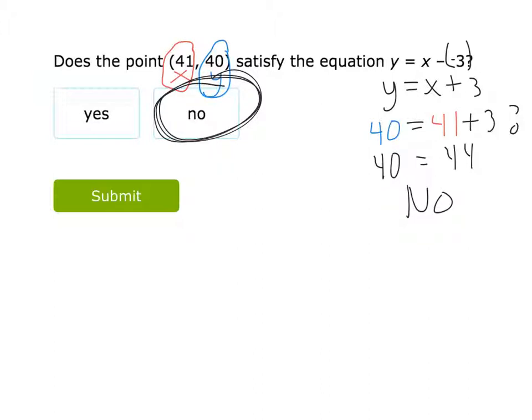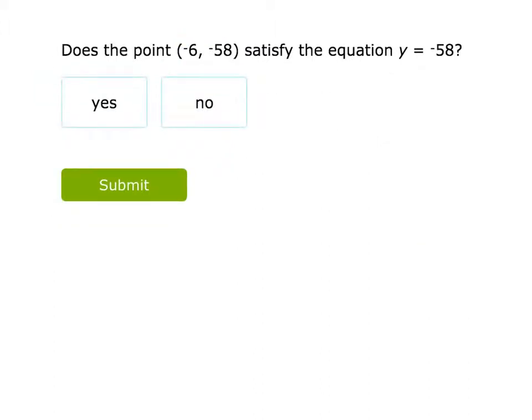Next example. Let's take a look. Does the point (negative 6, negative 58) satisfy the equation y equals negative 58? So the x value is going to be negative 6, and the y value is going to be negative 58.